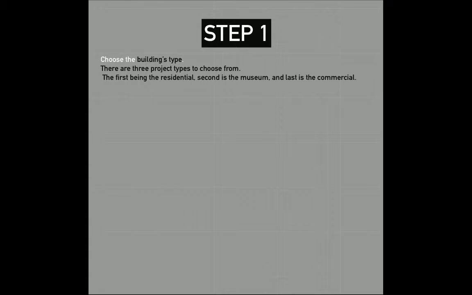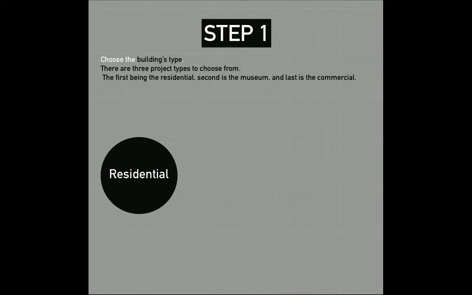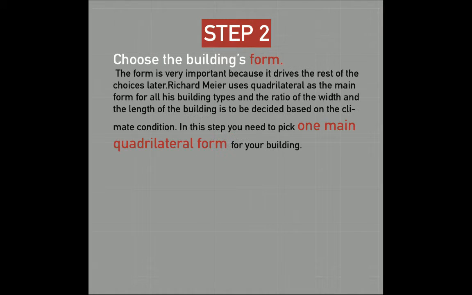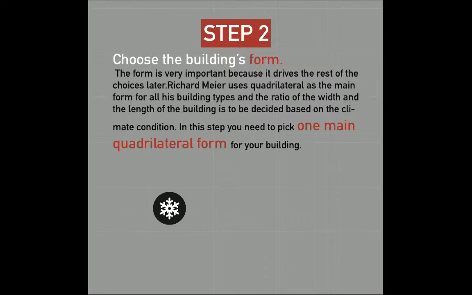Step 1. Choosing the type of the project. There are 3 types of project to choose from, the first being the residential, second the museum, and last the commercial. Step 2. Choosing the form based on the decision made in Step 1. In this step, you need to pick one main form for the building. Richard Meier uses quadrilateral as the main form for all his building types, and the ratio of the width and the length is based on the climate condition.